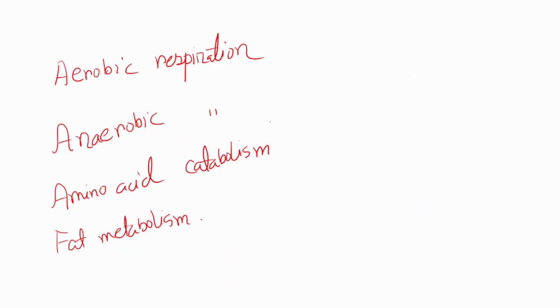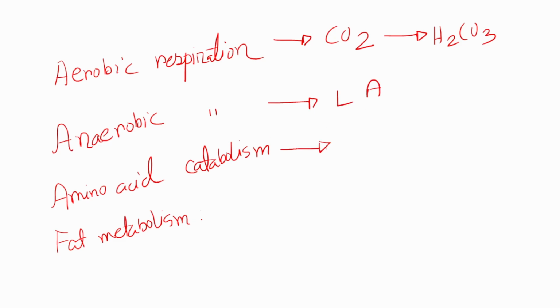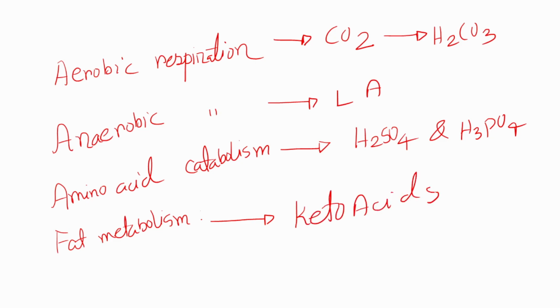Every metabolic process in the body produces acid. Aerobic respiration releases carbon dioxide, which forms carbonic acid. Anaerobic respiration produces lactic acid. Amino acid catabolism, that means when we break down amino acids, generates sulfuric acid and phosphoric acid. Fat metabolism yields keto acid. Despite this relentless acid production, blood pH stays within the very narrow window of 7.35 to 7.45.